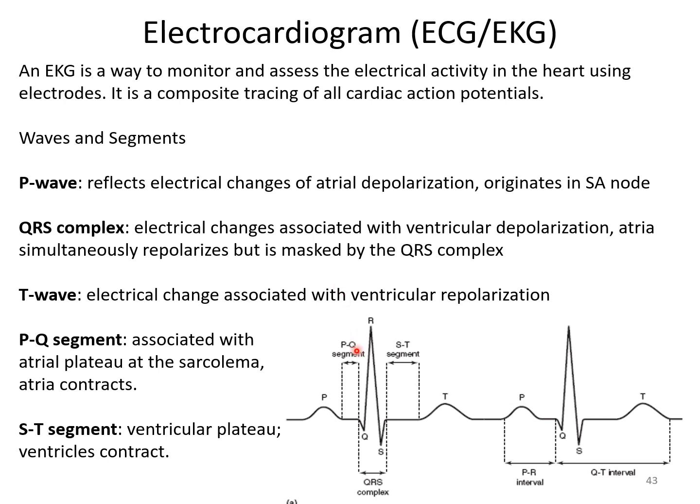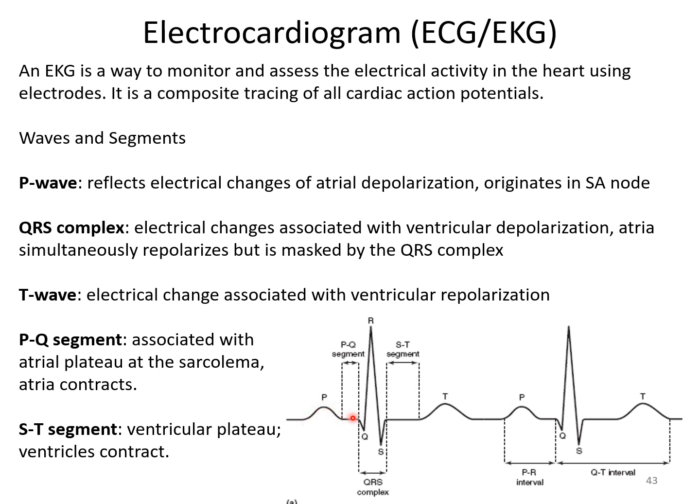An electrocardiogram, or an ECG or an EKG, is a way that we can monitor and assess these electrical activities that are going on in the heart using electrodes. So it kind of makes this composite tracing of all the different action potentials. So let's look at some of them. You got your P wave. You see this P wave here. This reflects the electrical changes during atrial depolarization happening in the SA node.